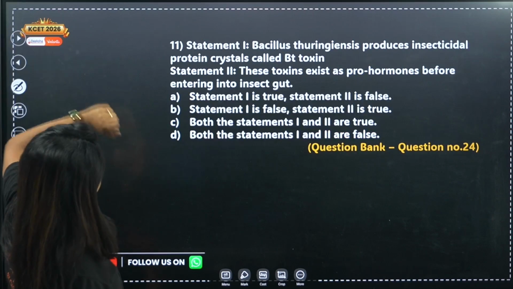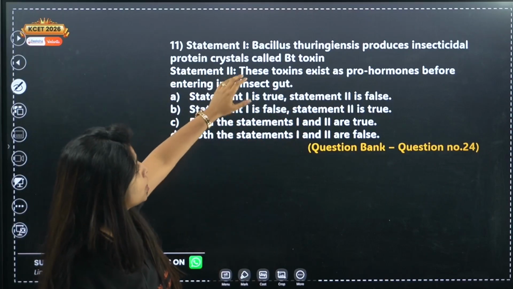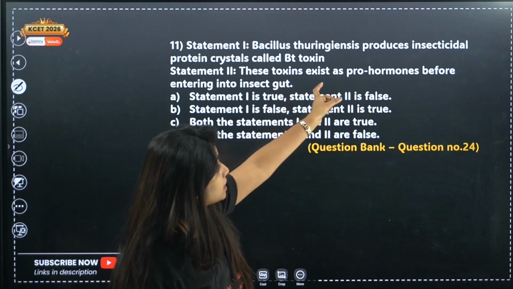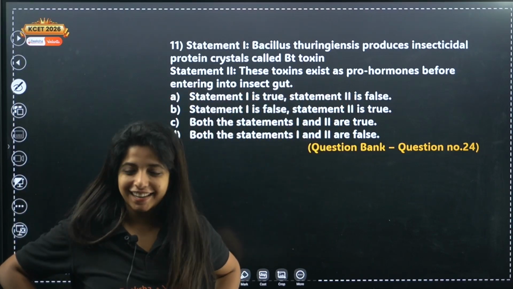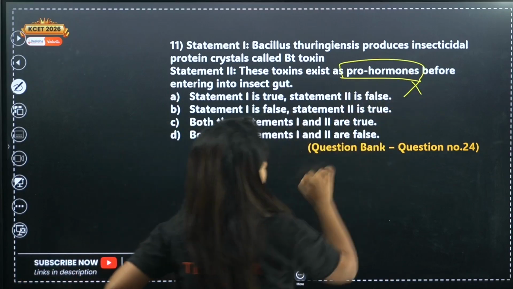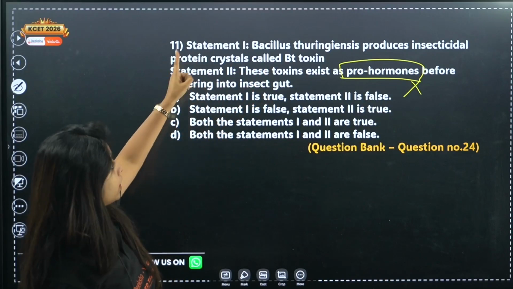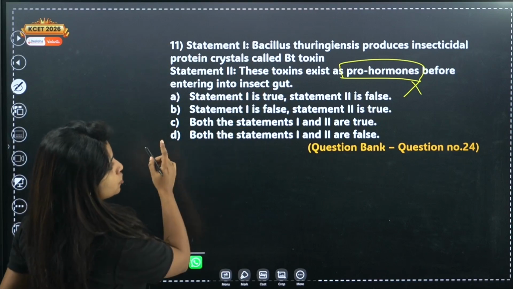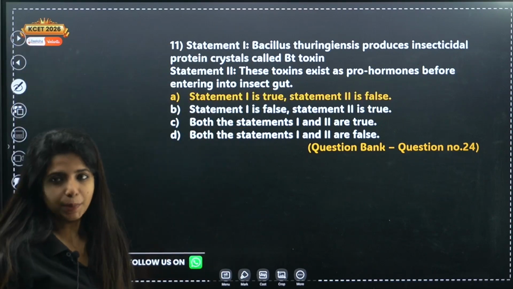Going ahead with the next question, statement 1 says Bacillus thuringiensis produces insecticidal protein crystals called Bt toxin. Does it? Yes. Statement 2 says these toxins exist as prohormones before entering the insect gut. Protoxin, not prohormone. So again, if you do it too fast, you might get it wrong. So statement 2 is false, and statement 1 is correct. Bacillus thuringiensis produces insecticidal protein crystals called Bt toxin. Statement 1 is true, statement 2 is false.